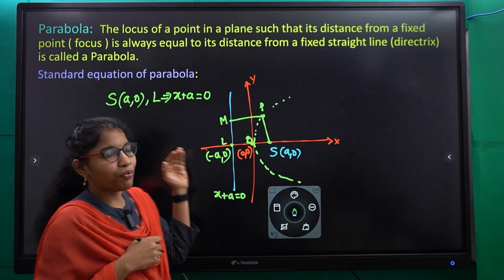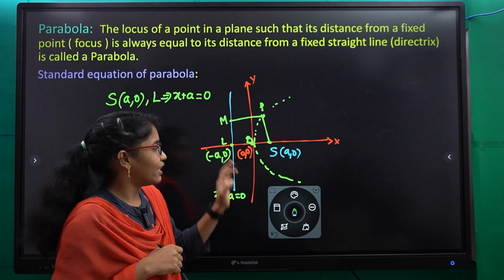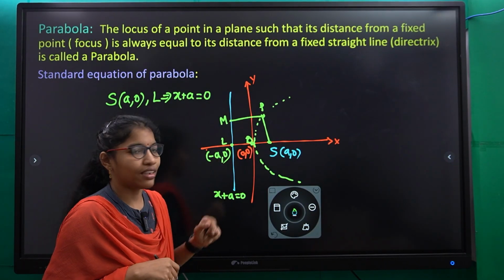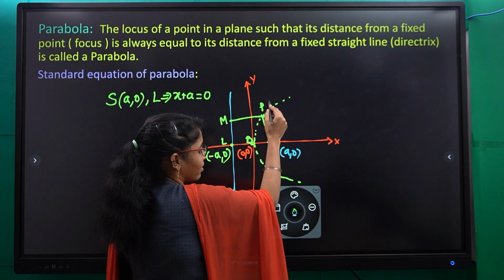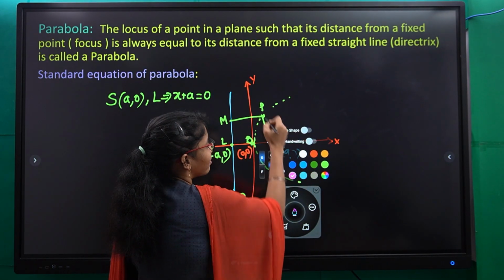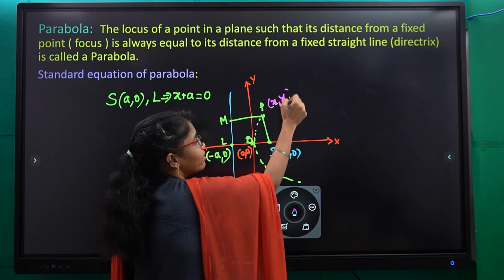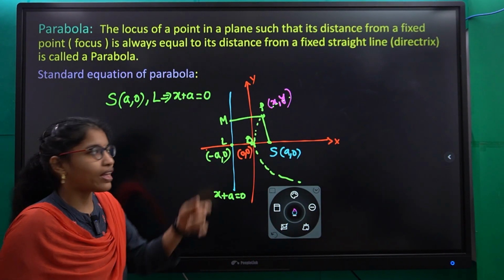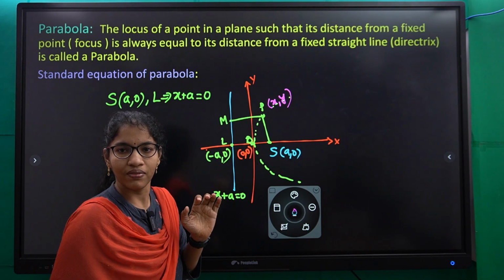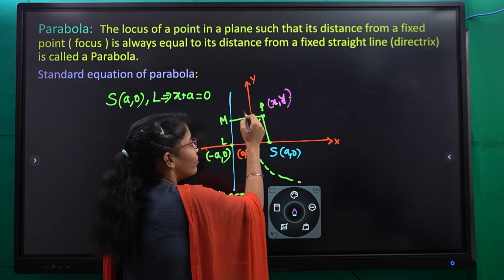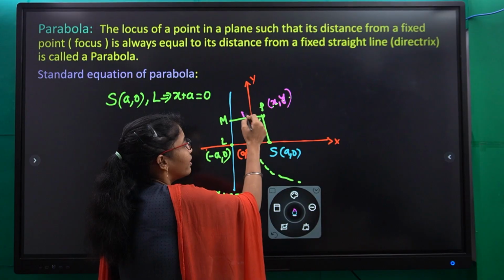Now the point is moving. We have the vertex, S and L. P is a variable point, so you can take it as x comma y. What is meant by x comma y here? The abscissa is nothing but the distance from the y-axis to the point. So if you take this point as N, this is the abscissa.